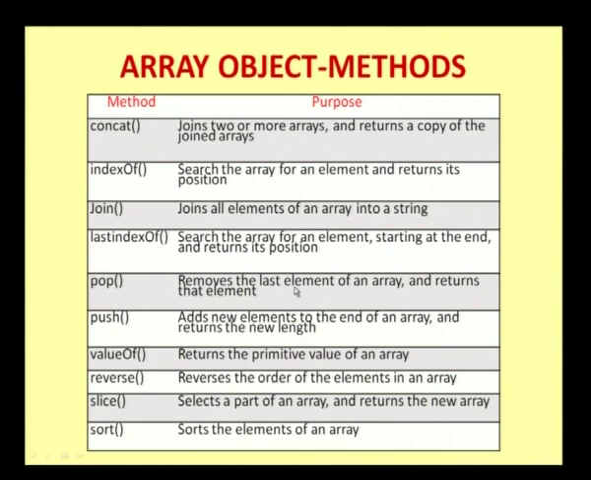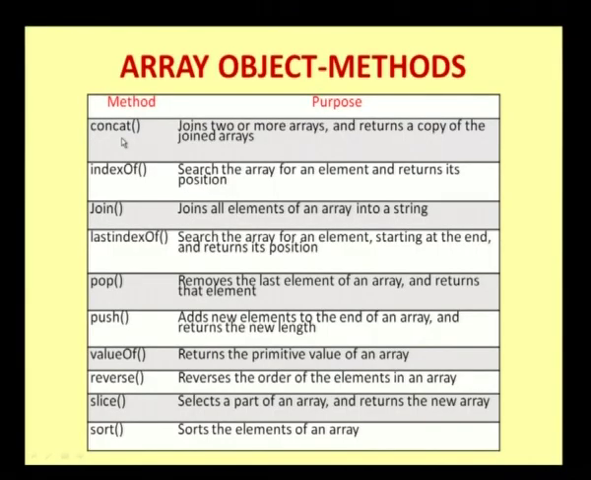Next is array objects. Since Array is an inbuilt object, it has certain functions or methods to do specified tasks. What are the methods? Concat will combine two arrays; by concatenation we can merge two arrays. IndexOf is used for searching a particular element. If you want to find at which position an element is present, we can use indexOf. And we can join all the elements of an array into a string.